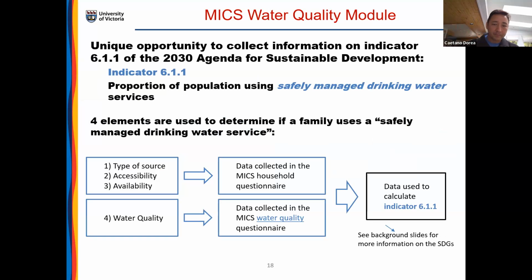So this became a unique opportunity for us to collect this data through these national scale household surveys. And that allows us to measure those 3 indicators of quality, accessibility, and availability. The type of source, the accessibility, and the availability are in the household module. And for water quality, we perform a water quality test, which I'll talk about next, and that gives us that data. Together, with those 3, we have good indicators for safely managed drinking water services.